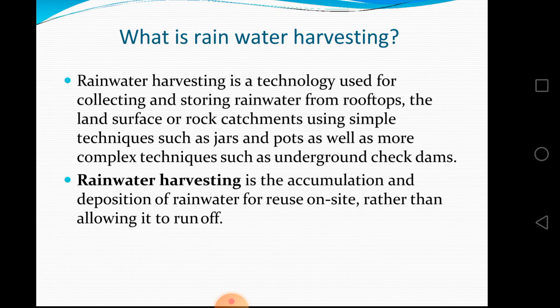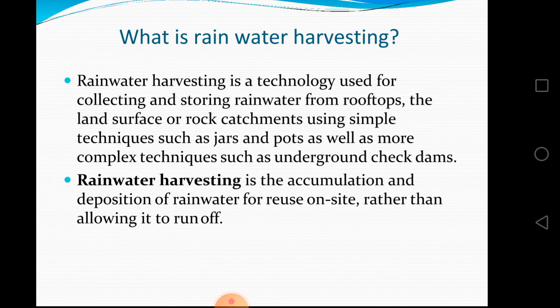So we will make one small pond or pit. In that method we can collect the water, and we can use that water for future use. These techniques we are using are not complex, they are easy techniques to conserve water. And rainwater harvesting is the accumulation and deposition of rainwater for reuse on site rather than allowing runoff.